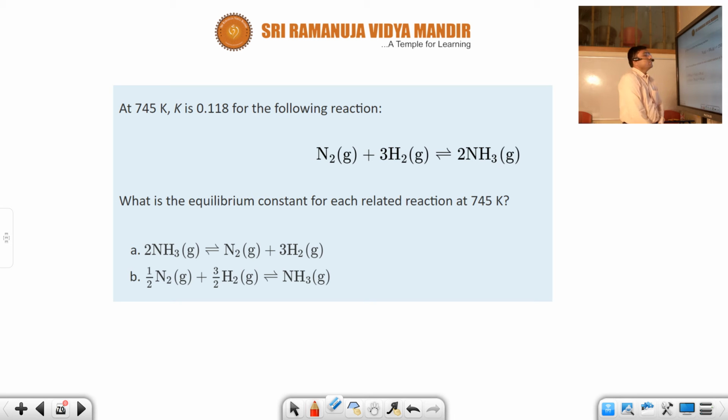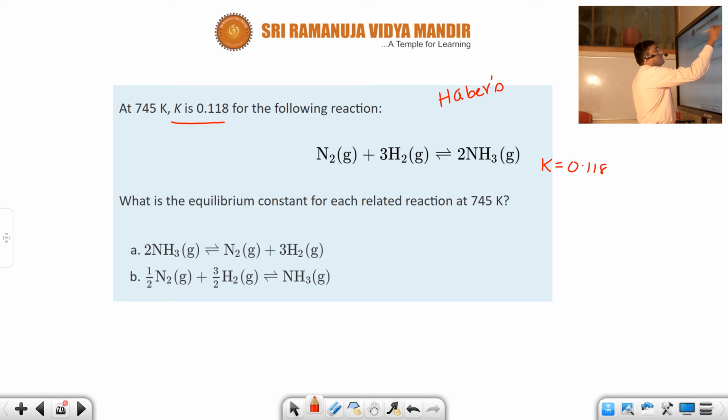Students, let us see the next question. At 745 Kelvin, the K value is given as 0.118 for a gaseous reaction for the formation of ammonia. The formation of ammonia is called Haber's process. What is the equilibrium constant for each related reaction? You have to write each related reaction. Students, try to understand.